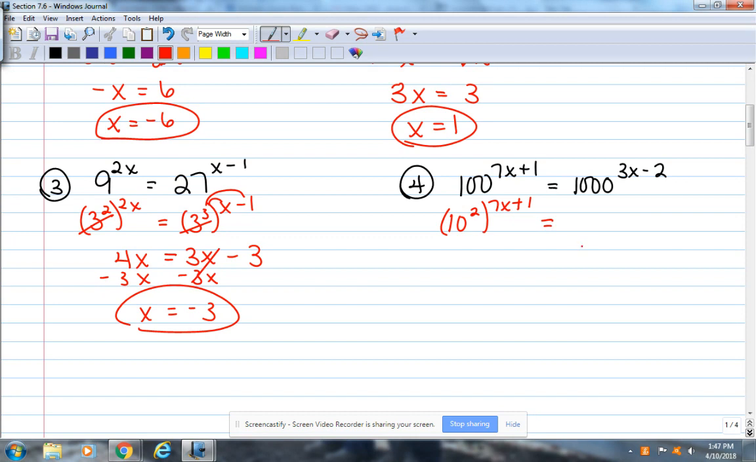Okay. 1,000 is 10 to what power? Y'all with me? So you want to get them the same base. The bases cancel. Now you have to multiply your exponents, so you have to distribute them. So what's 2 times 7x? 14x. And then 2 times 1 is? 2. Equals, same thing on this side. What's 3 times 3x?